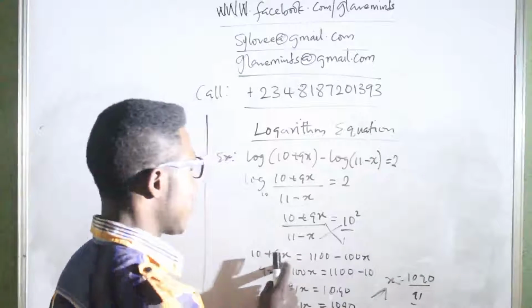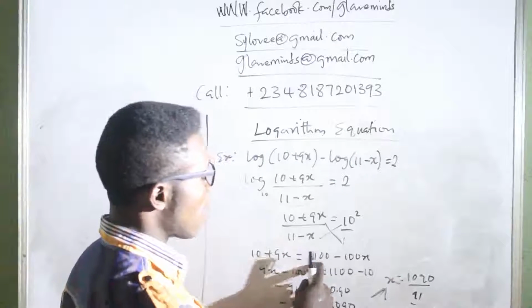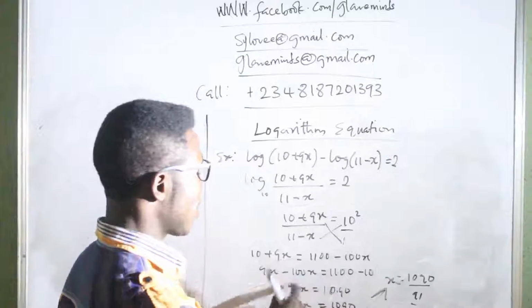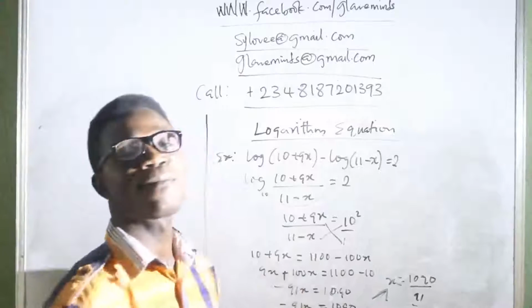We said 10 plus 9x, 1100 minus 100x. I guess we brought this one down to this side. This is supposed to be plus.